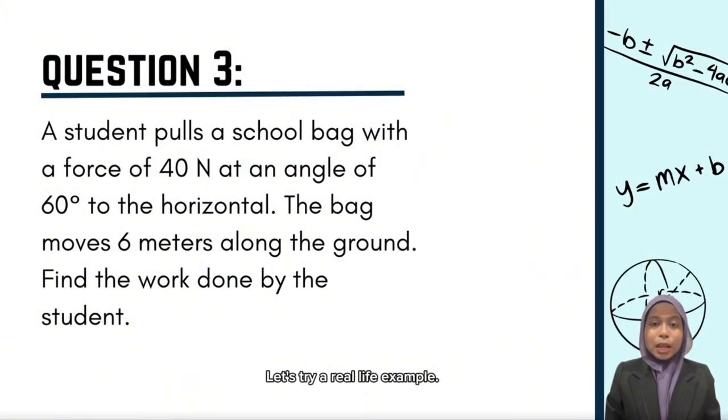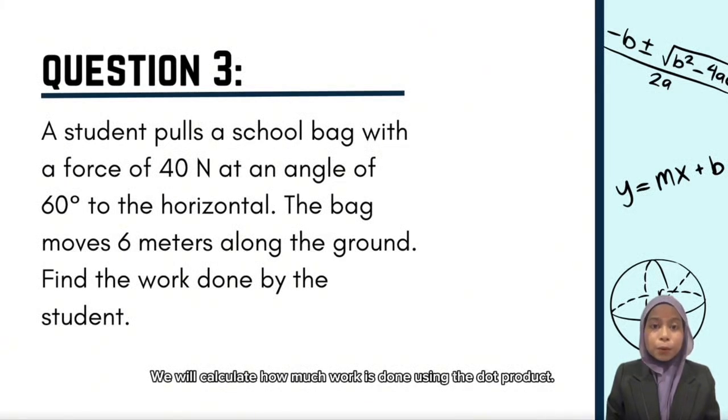Let's try a real-life example. A student pulls a school bag with a force of 40 newtons at an angle of 60 degrees to the ground. The bag moves forward 6 meters. We will calculate how much work is done using the dot product.